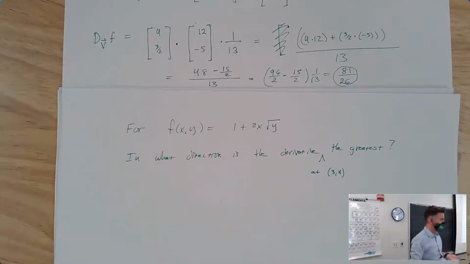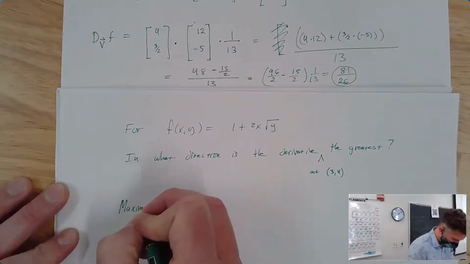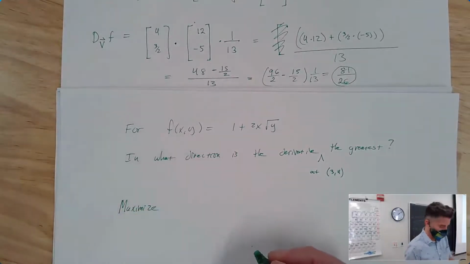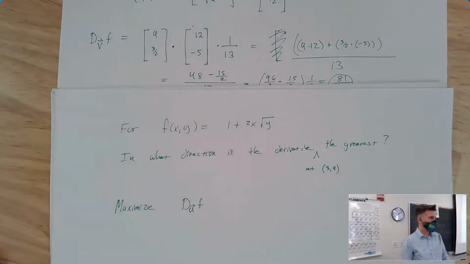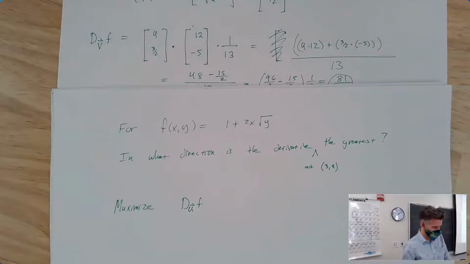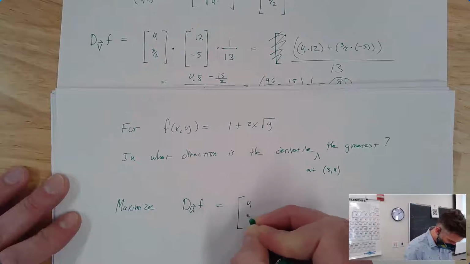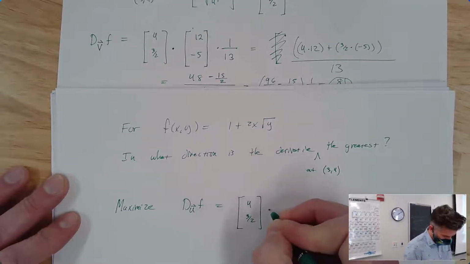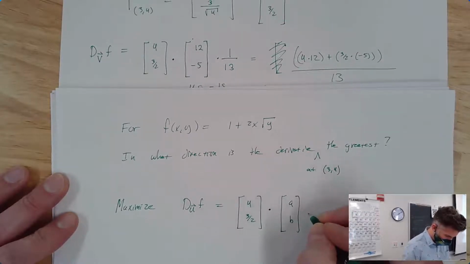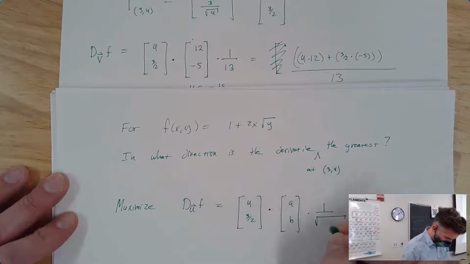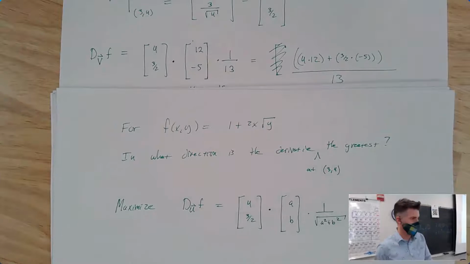Well, what is it? Here's how we find it. I want to maximize. Don't worry, we're not going to have to actually maximize the directional derivative. The hard way to do it would be to say, okay, I know my gradient is 4, 3/2, and I want to do the dot product of I don't know what, divided by its own magnitude. That seems terrible. I don't want to do that calculation.